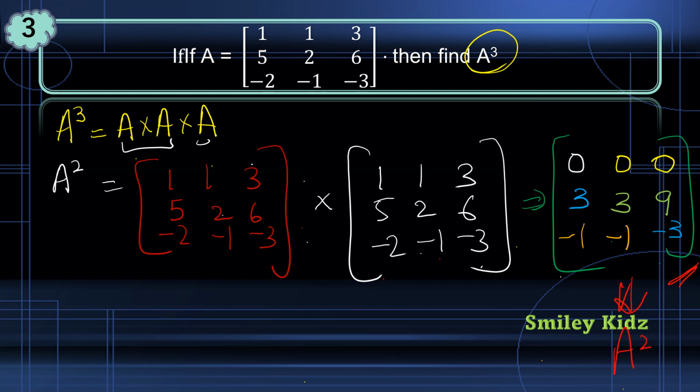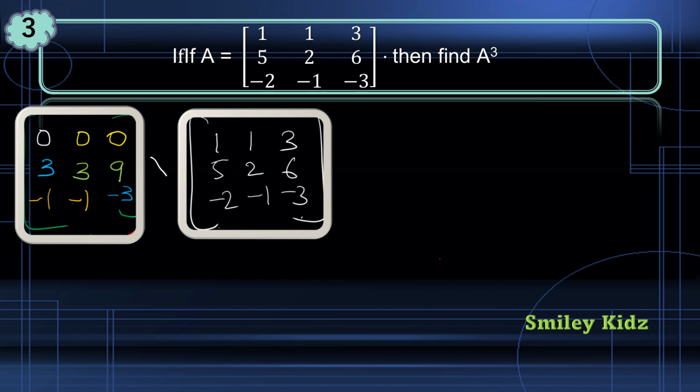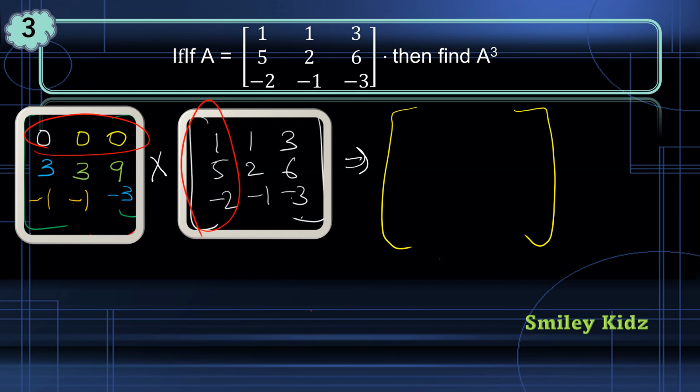Now let's find out a cube by multiplying a square into a. Now a square into a will be equal to a new matrix over here, that is a cube. Alright, take the first row with the first column. Here you're going to have everything will be 0, isn't it? So let's put 0 over here. Now let's take the second row. Again it will be 0. Again here also it will be 0, isn't it?